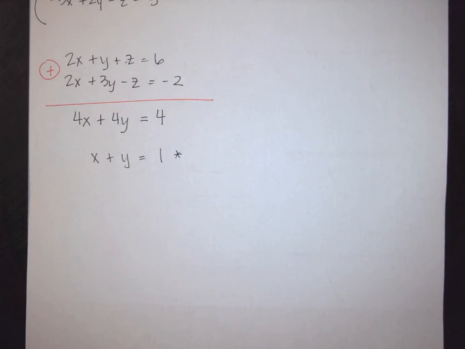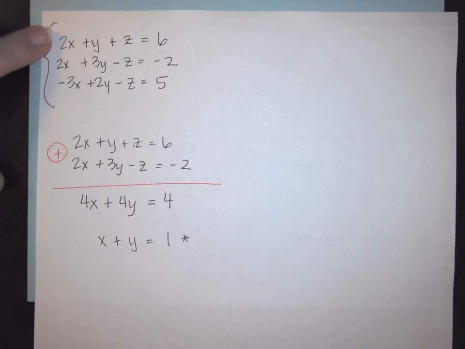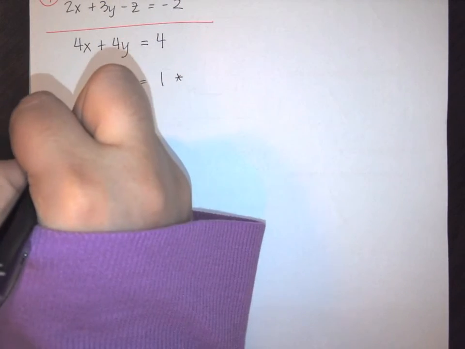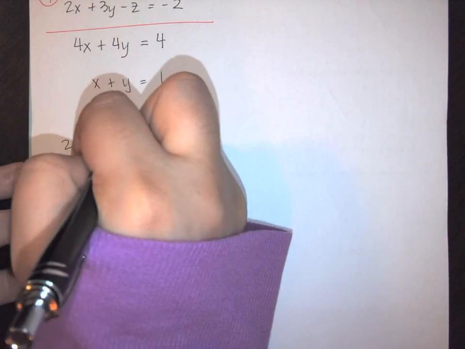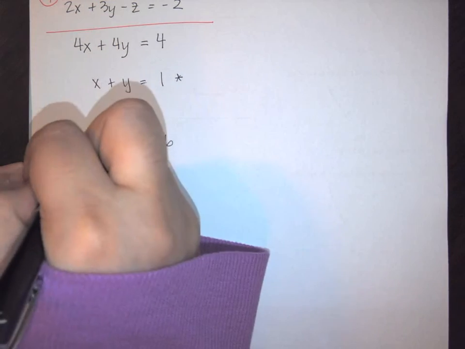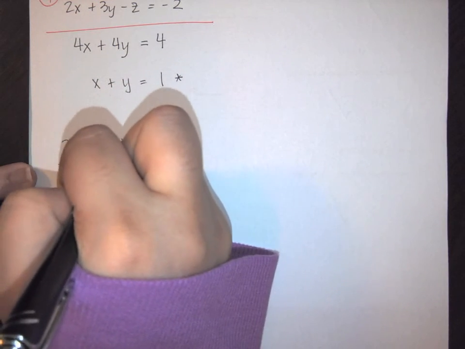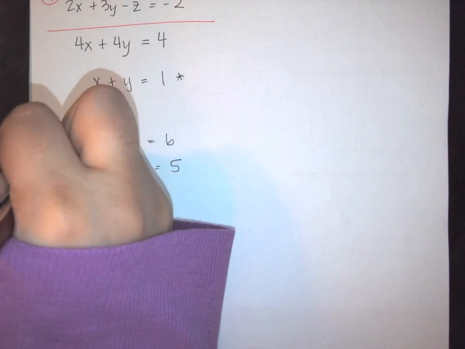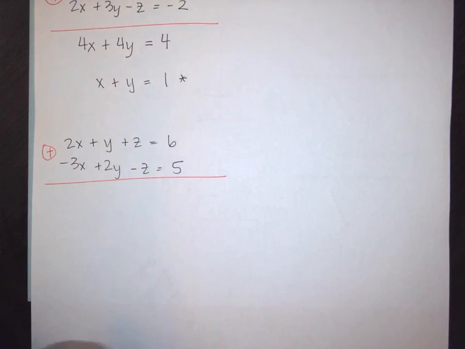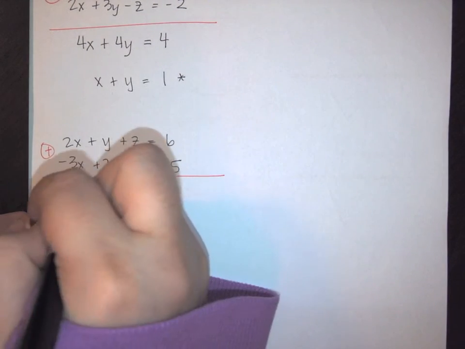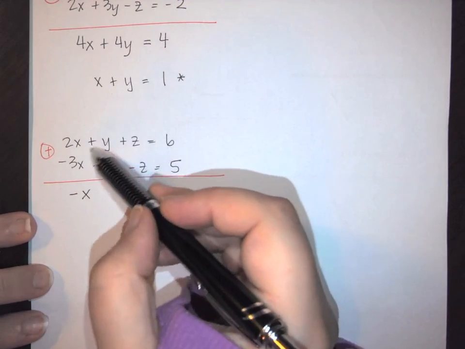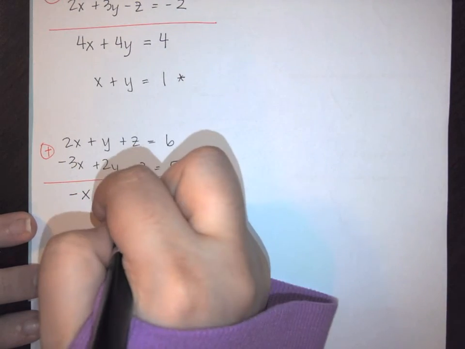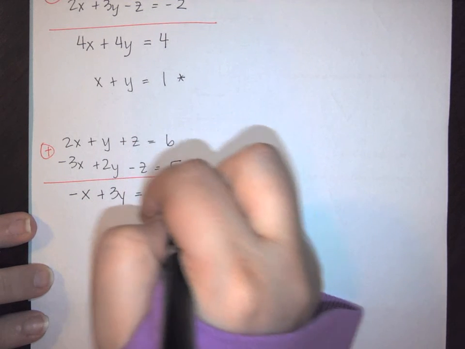Again, I can go back, I can use the top and I can use the bottom. So let's go ahead and do that. So we're going to have 2x plus y plus z is 6. Negative 3x plus 2y minus z is 5. Add them together, old school all the way. 2 plus negative 3 is negative x. 1 plus 2 is going to be plus 3y. My z's go away. 6 plus 5 is 11. There is my second equation.